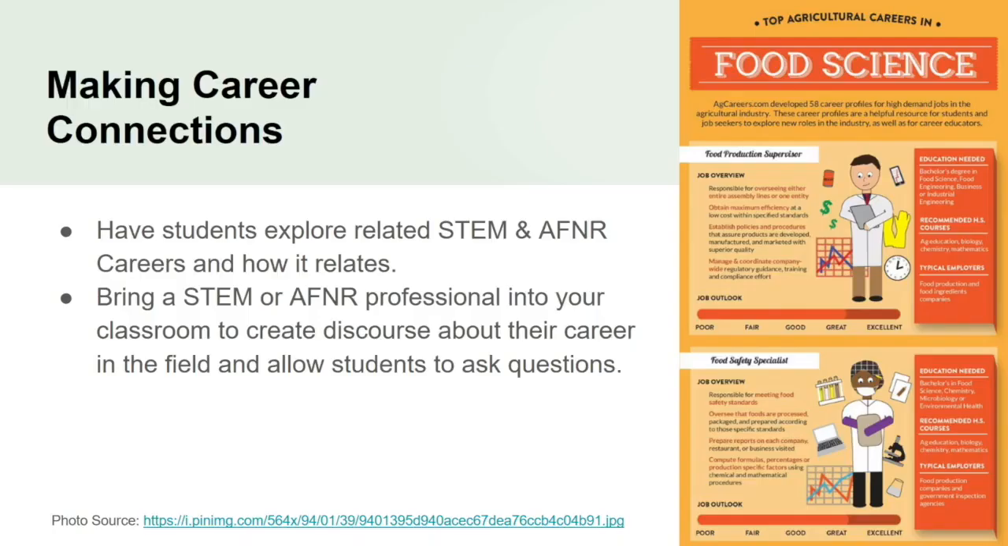So when we look at making career connections, this might look like having students explore related STEM and AFNR careers and how it relates. So the photo on the right shows 2 food science careers. It shows their responsibilities, the job outlook, what kind of education they need, typical employers, and this comes from a larger infographic that shows many jobs related to food science. This comes from a resource called agcareers.com and has extremely good infographics like this one, where your students can explore career areas in horticulture, science, agriculture, engineering, soil science, and many, many, many more. This would be one way to get your students exploring careers.